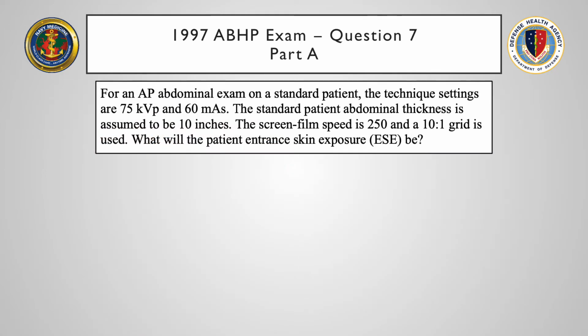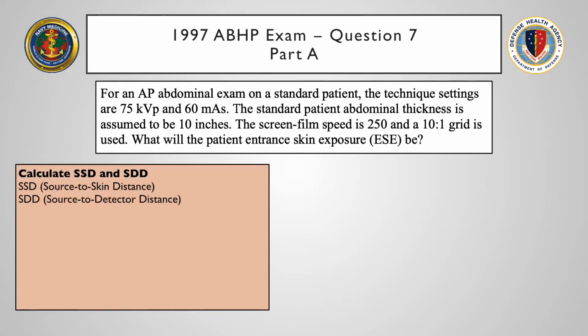We're finally at the point where we can calculate our final answer. First, we'll calculate our source to skin distance and source to detector distance. So your source to skin distance is equal to the source to image distance of the patient exam minus the patient thickness minus the receptor depth. So 40 inches minus 10 inches minus 3 inches equals 27 inches. The source to detector distance is equal to the source to image distance of the survey minus your detector distance minus your receptor depth below the table. So that equals 34 inches minus 4 inches minus 3 inches, which is 27 inches.